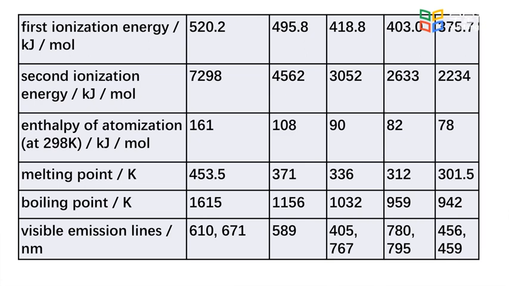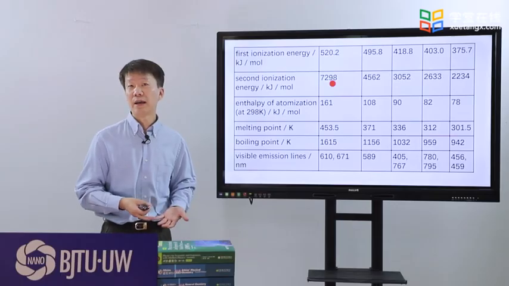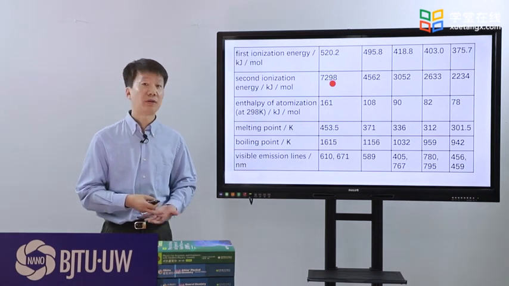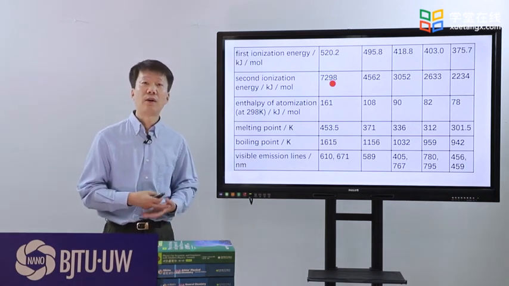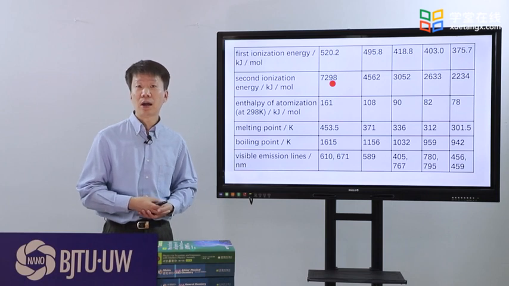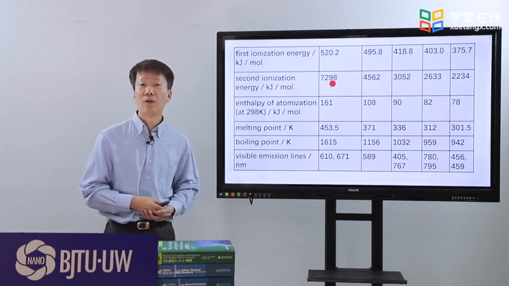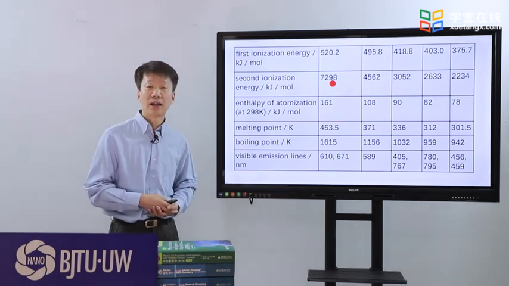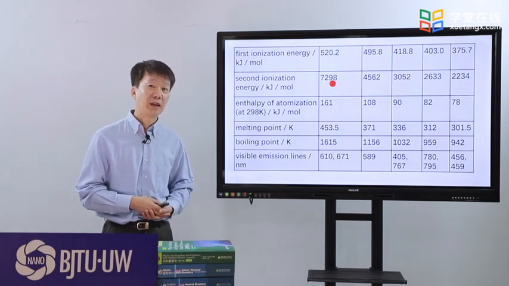The principal visible emission lines are the colors we see in the flame test. The color we name depends on the emission and the sensitivity of our eyes. Lithium, carmine; sodium, yellow; potassium, violet; rubidium, bluish red; cesium, blue.